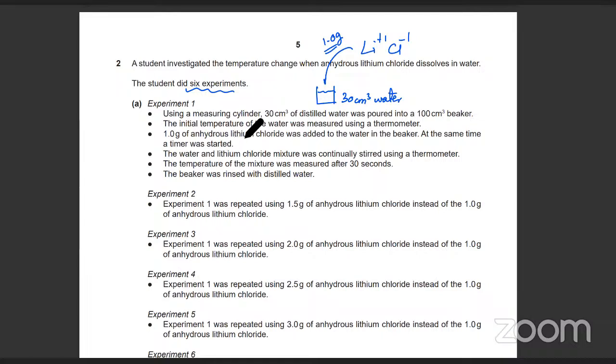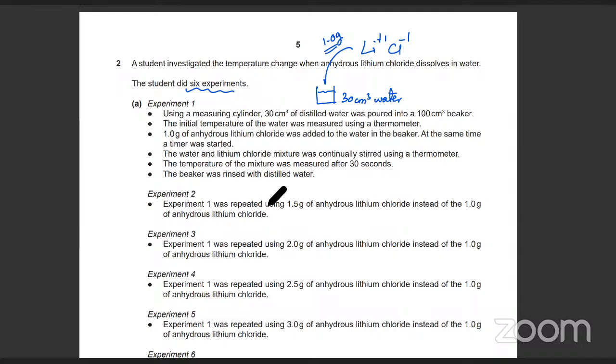And the timer was started, and the water and lithium chloride mixture was constantly stirred using a thermometer. The temperature of the mixture was measured after 30 seconds. The beaker was rinsed with distilled water. Okay, so that's what's happening. He measured the initial temperature and then the temperature after 30 seconds.